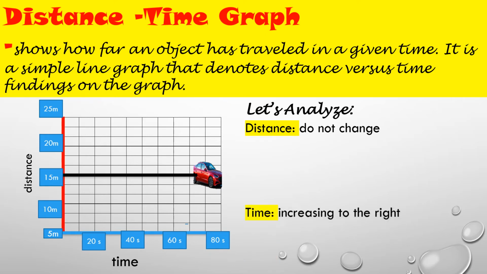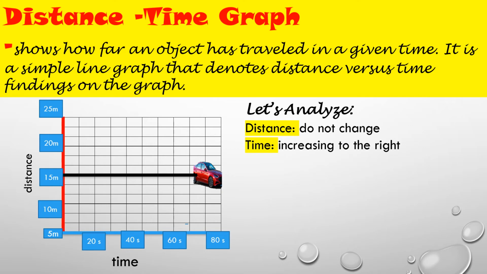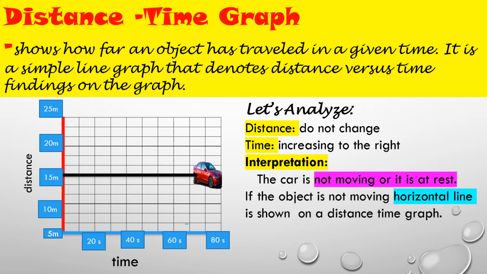Hindi siya nagbago. But your time, look at the time. Nag-start siya from 0, 20, 40, 60, 80. Nag-increase, diba? Tumaas siya. From 20 going to 80. So, increasing to the right. So, anong ibig sabihin? What is the interpretation? The interpretation is that the car is not moving. Kapag ganito ang line, ibig sabihin, yung car is not moving or it is at rest.